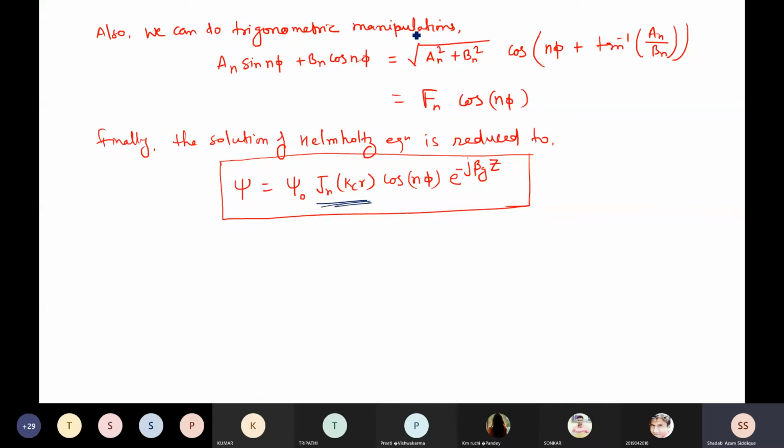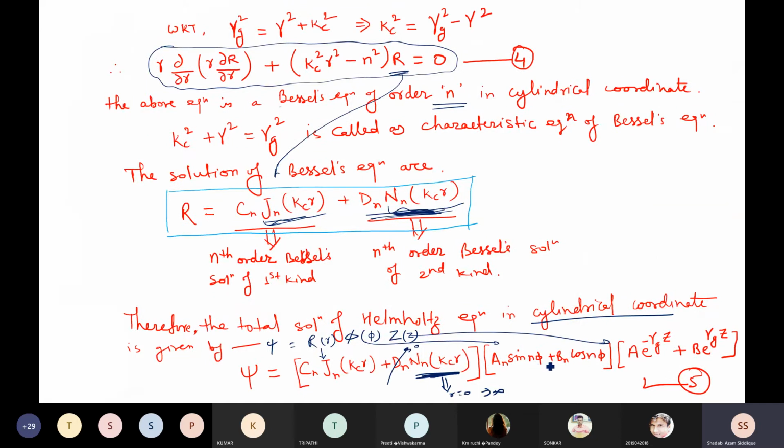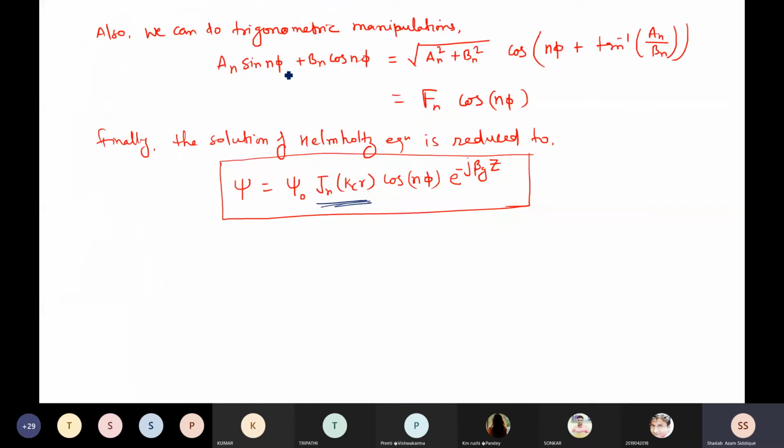Now we will do a trigonometric manipulation. We had An sin n phi plus Bn cos n phi, and we can equate it using trigonometric identities: root of An square plus Bn square times cos of n phi plus tan inverse of An by Bn. This can be represented as some constant, a function of n, that is Fn cos n phi.